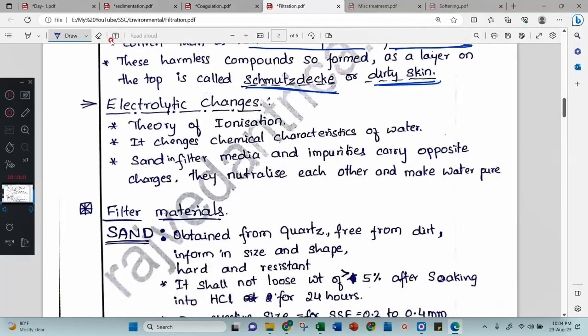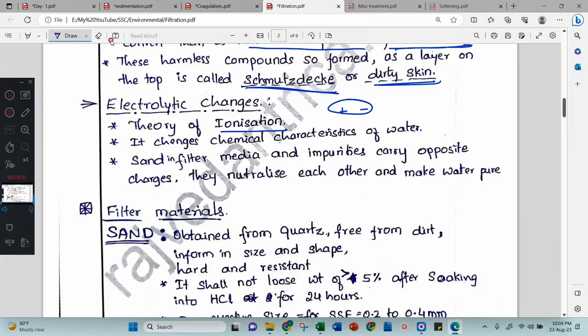Then electrolytic changes, the theory of ionization. Here positive and negative charges attract each other and that will be removed. It changes the chemical characteristics of water. The sand in the filter media and the impurities carry opposite charges.